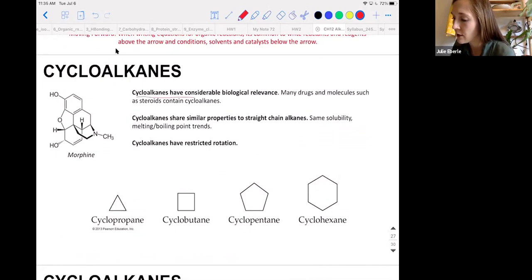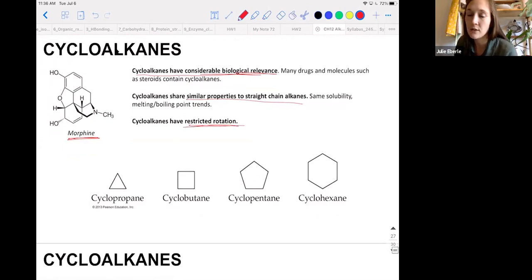The first thing I wanted to note is that cycloalkanes are important biologically. Many drugs, this is the structure of morphine, have ring structures within them. Additionally, they share similar properties to straight chain alkanes. So everything we said earlier about them not being soluble in water, being nonpolar, having low melting points and boiling points is also true for cycloalkanes. They're soluble in organic nonpolar solvents, but not in stuff like water. And then they have restricted rotation. For the branched or straight alkanes you can rotate them all kinds of ways. Cycloalkanes, you cannot, because they're within this ring structure.